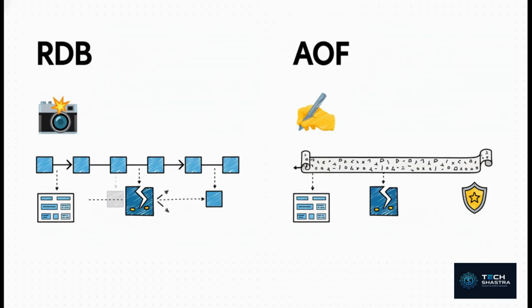RDB takes snapshots of your data every so often. It's fast, the files are small, but you could lose a few minutes of data if it crashes between snapshots. AOF, on the other hand, logs every single write operation. It's way more durable, but the log file can get pretty big. Choosing the right one is all about balancing durability with performance for your specific application.